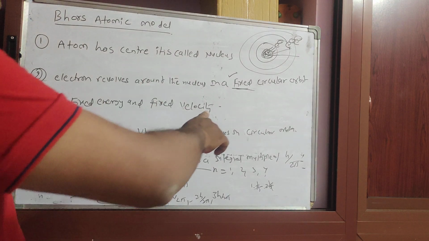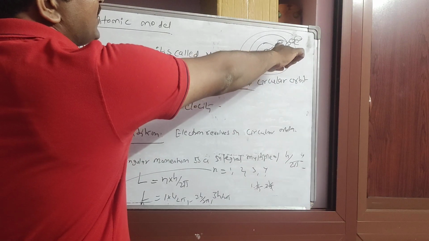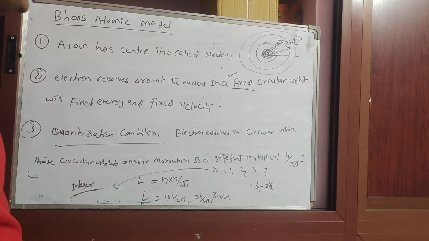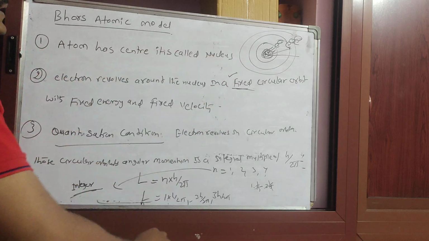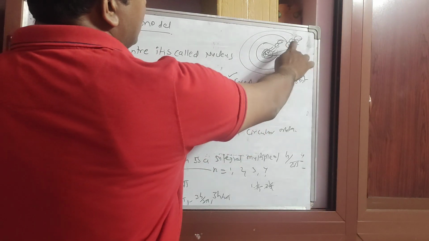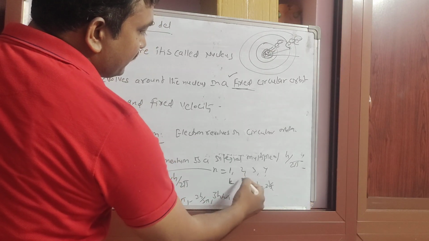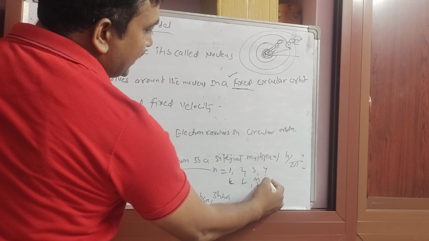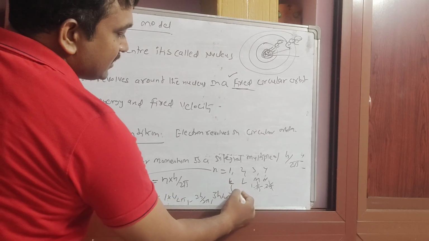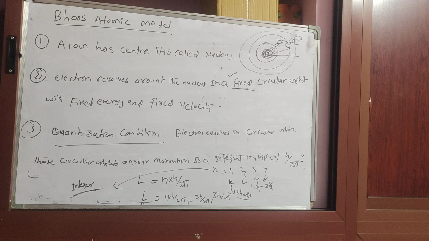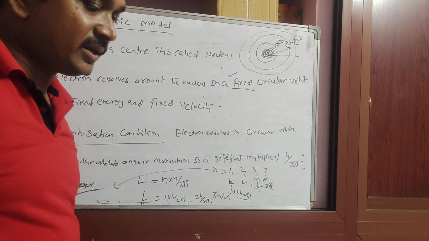One of the most important conditions is that the orbit has fixed energy and fixed velocity. The electron revolves around the nucleus only at a particular distance. Here n equal to 1 means the K shell, 2 is L, then M, N. These are the shells: K shell, L shell, M shell and N shell, like that.